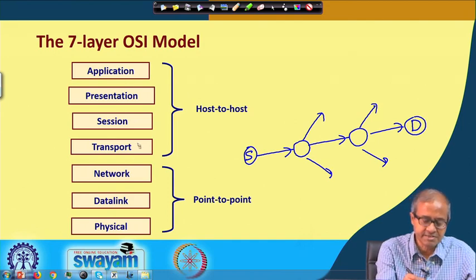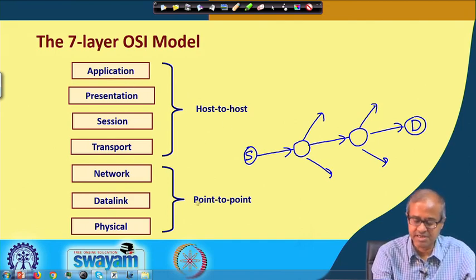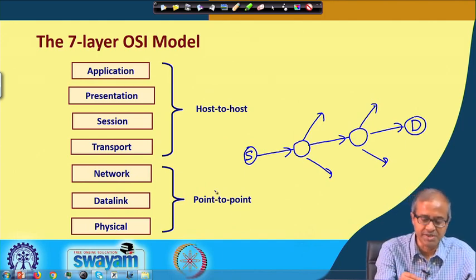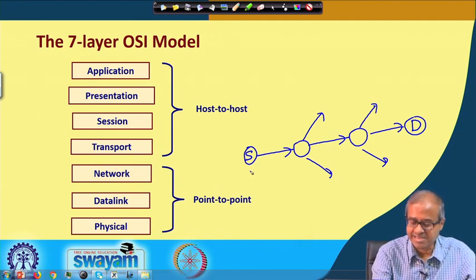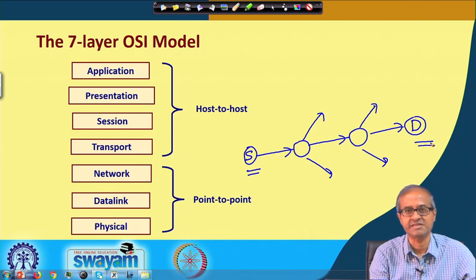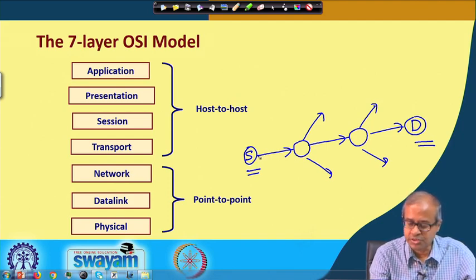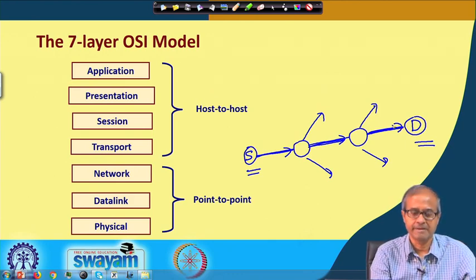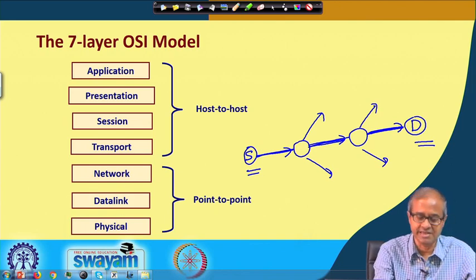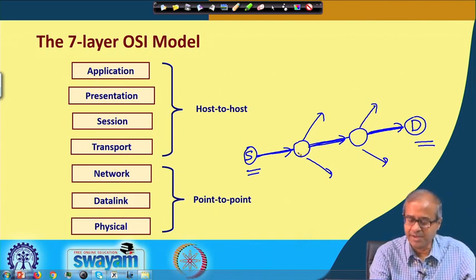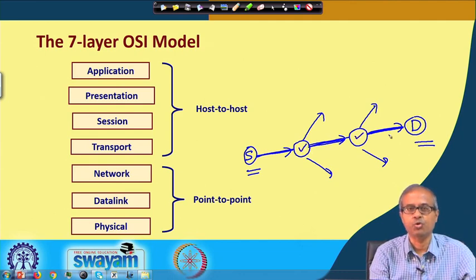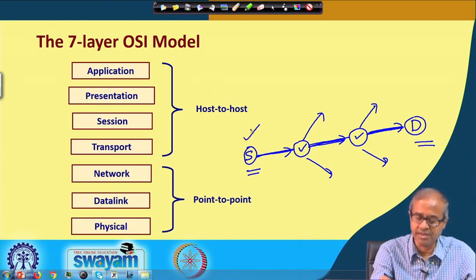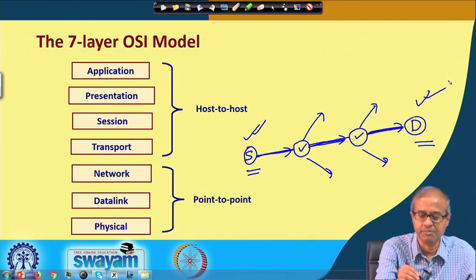Now, some of these layers are called host to host, and some of the layers are designated as point to point. Host to host means the upper 4 layers will exist only in the source and the final destination. They will not exist in the intermediate nodes. Point to point means 2 nodes which are directly connected by a link is called a point to point connection. So, there is 1, 2 and 3. There are 3 point to point links, and the lower 3 layers, physical, data link and network, will be active in all these intermediate nodes also, but the upper 4 will be active only in the source and the destination. Okay, I will show a diagram.